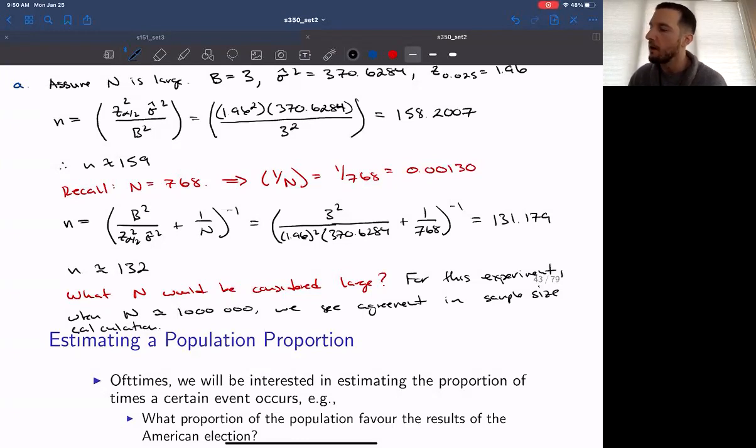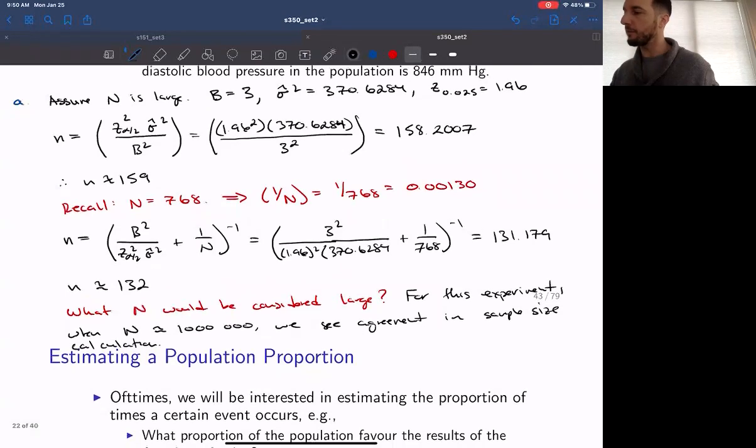But how big does N need to be that we can ignore it? Well, for this particular experiment, based off of the variation estimate and the bound we're using, we would need N to be in the range of 1,000,000 in order for us to ignore that factor. So that's a very, very large population, obviously. All right, so that's our first example of sample size calculation. I'll have to make a little bit of space for the second example, but it's going to be the same idea, except we're using the range to compute sigma hat.